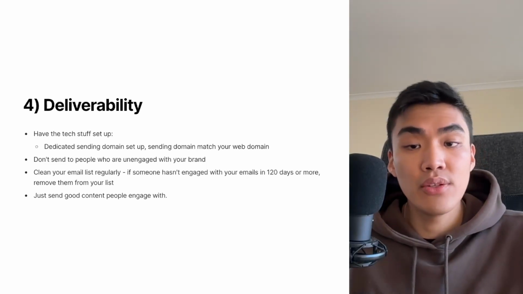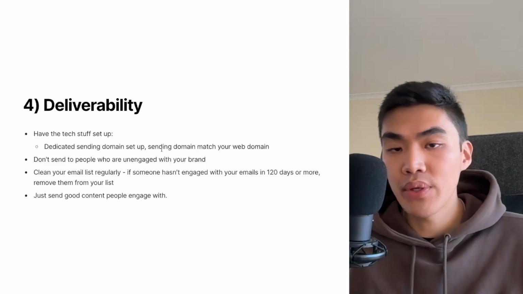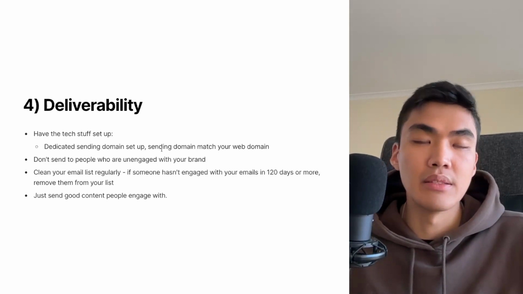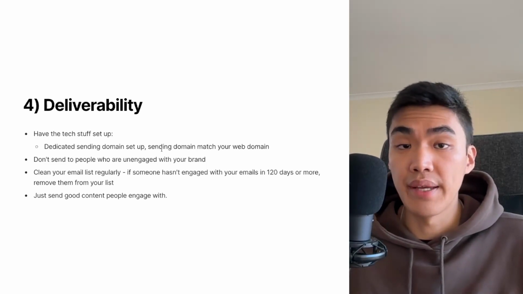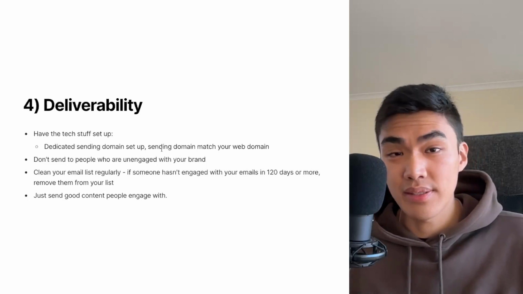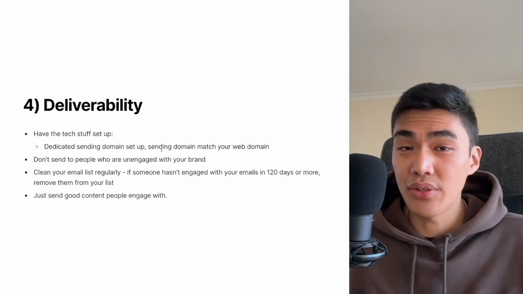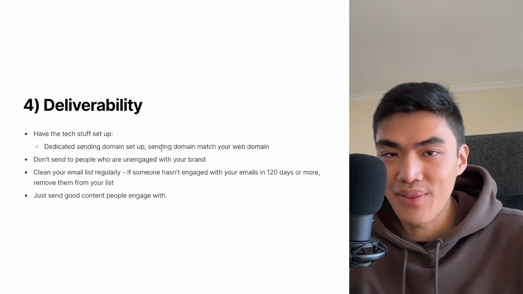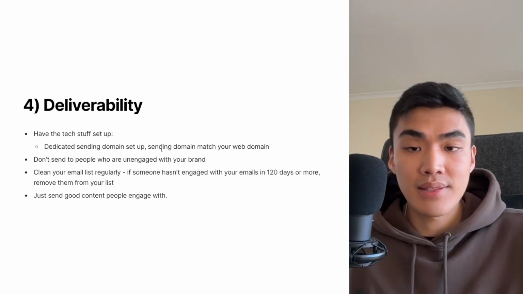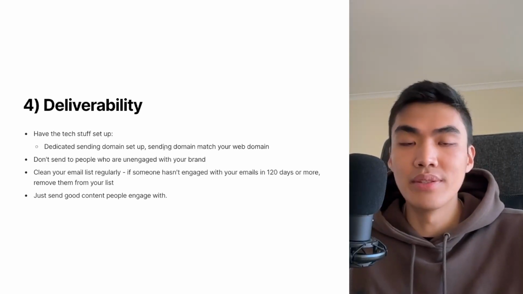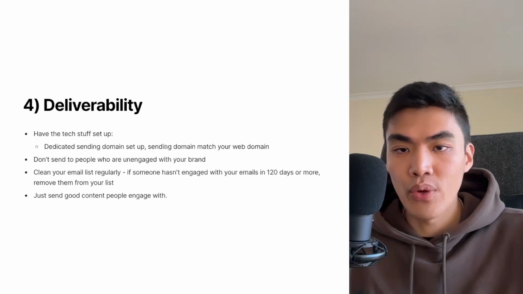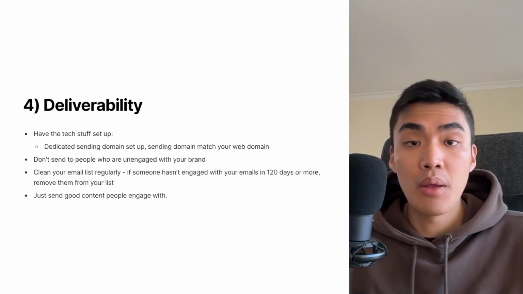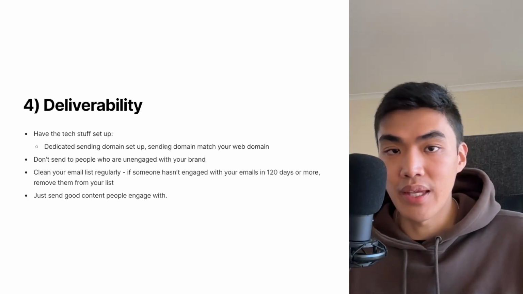Next is clean your email list regularly. So if someone hasn't engaged with your emails in 120 days or more, just remove them from your list, right? It's more than likely they're not going to engage with future emails. And if anything, they've probably even forgotten that they're on your email list. Then lastly, you just want to send good content that people engage with, right? Bad delivery only happens when people don't engage with your emails at all.